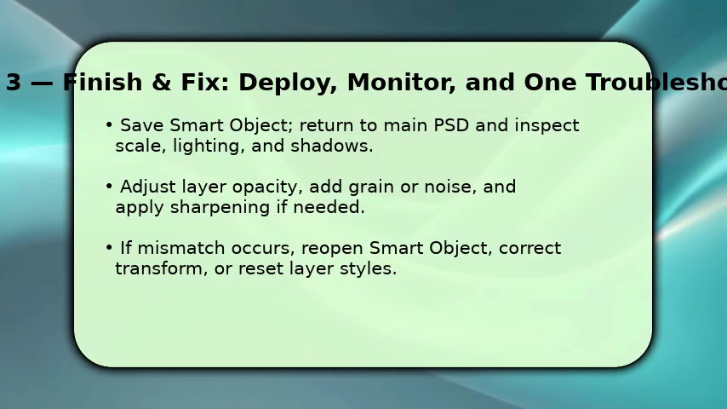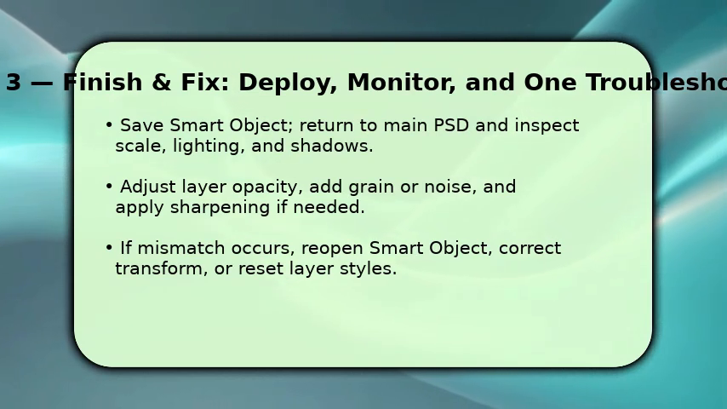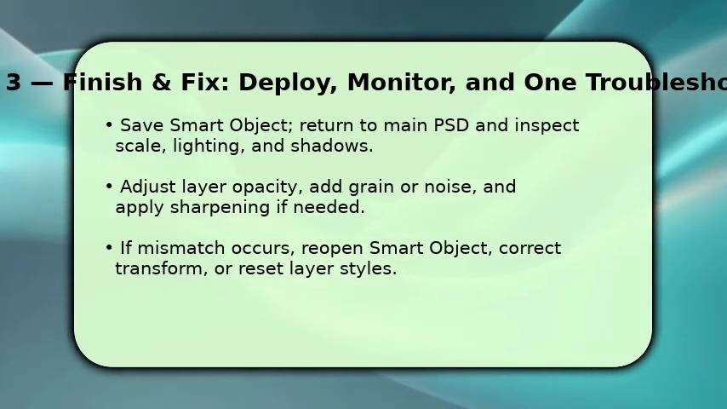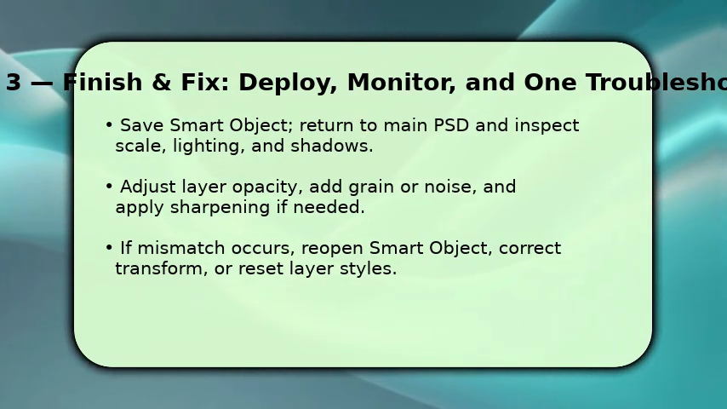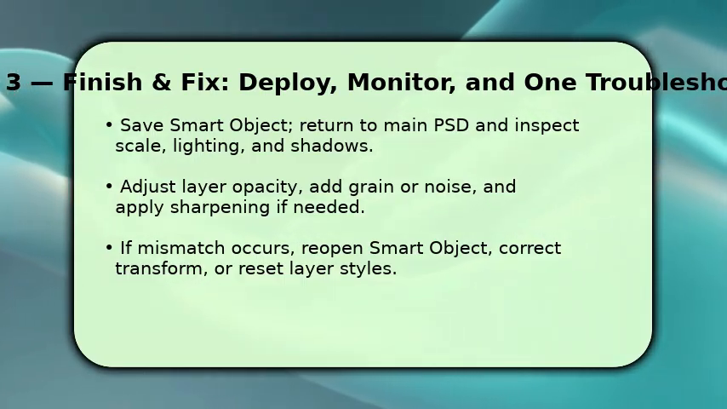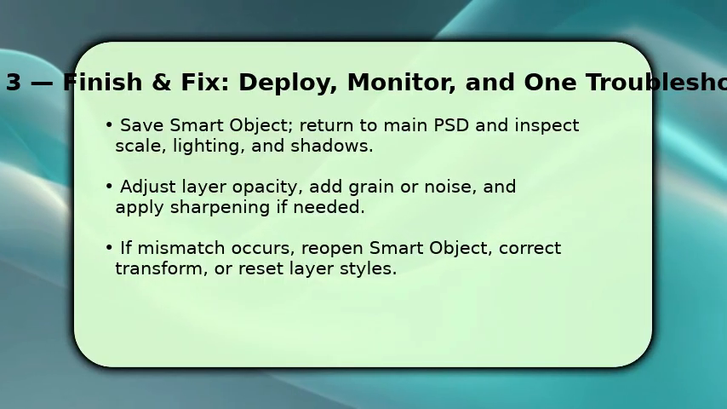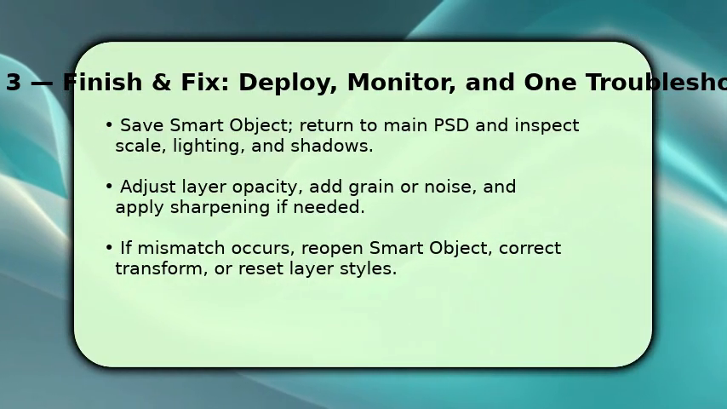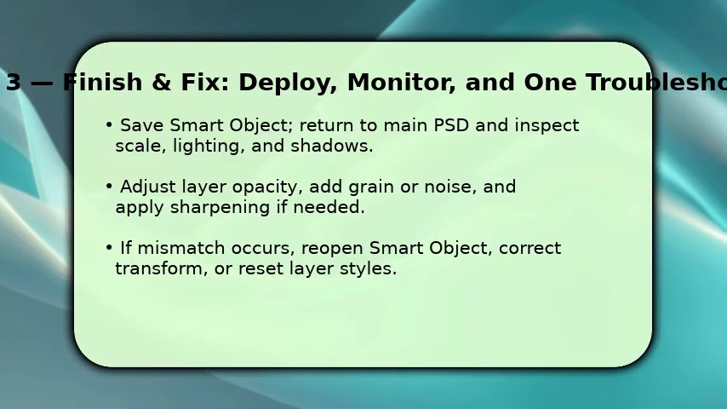When your Smart Object edits are complete, save the Smart Object file so Photoshop updates the main PSD automatically. Then inspect scale, reflections, and shadow placement. Make final adjustments. Tweak layer opacity, add a subtle grain or noise layer for realism, and apply smart sharpening sparingly.